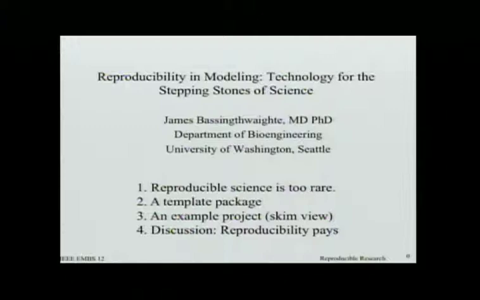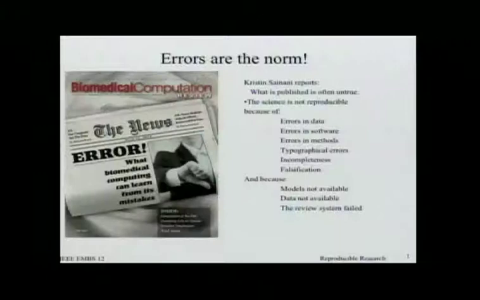Errors are the norm. Kristin Sainani works with the group at Stanford that publishes the Biomedical Computation Review. And she made a review which said, oh, there are errors in data, in software, in the methods. They're not just typos. They're all sorts of things. Part of the problem is that the models that people write about, talk about, present in journals, discuss in society meetings, are not reproducible. So if they're in journals, then our review system has failed. We need to do something about it.